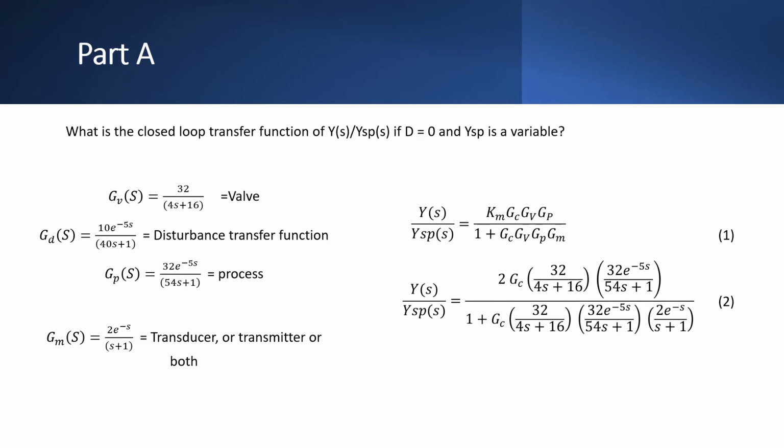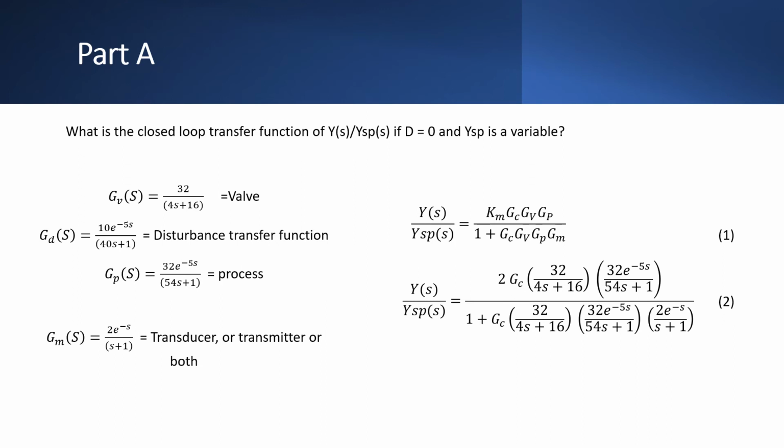Gm(s) equals 2e^(-s) divided by s plus 1, which is our transducer or our transmitter, or at times can be both. So we plug in all the given variables to our equation. The only one we do not add is Gd(s), which, although it is given by the problem, is not needed since d equals 0, and is now within the system to create the transfer function of Y(s) divided by Ysp(s).